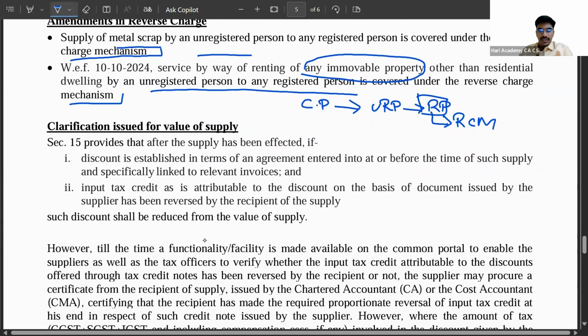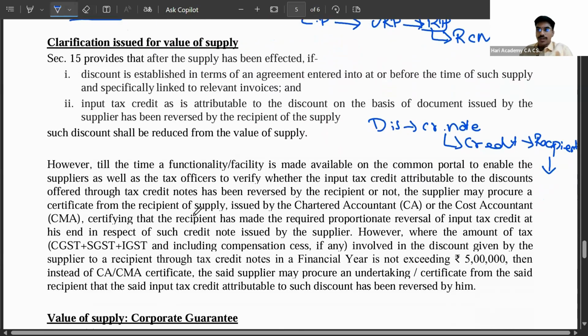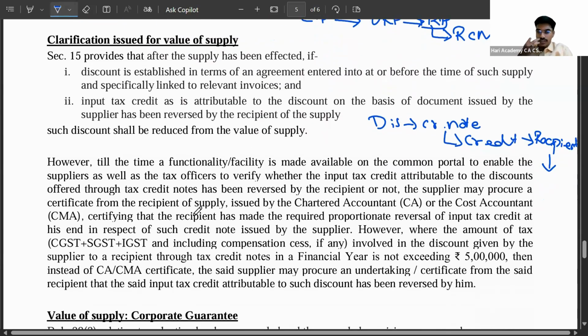Next is value of supply. Now what they have said is, as you all know, in case of value of supply, if a discount is being issued and a credit note is given, credit has to be reversed by the recipient of service. But there is no per se mechanism for the supplier to verify this. Supplier will issue the credit note, but how will he verify if the other person has reversed the credit or not? That was the major problem.